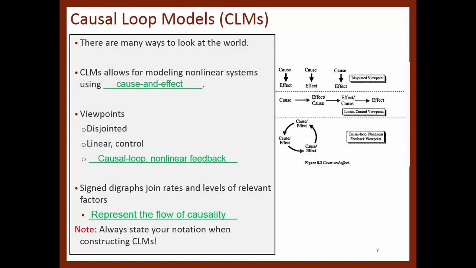In the disjoint point of view or viewpoint, there's no connection between these three. They are independent. When you look at the linear control, the effect is serial. So you go from one point to the other, and then this one impacts this one, and this one impacts it once. When you look at the causal loop nonlinear feedback, even though you have a loop here, that not necessarily is what is going to happen every time. You might also have an effect going in this direction, connecting this point to this point as well.